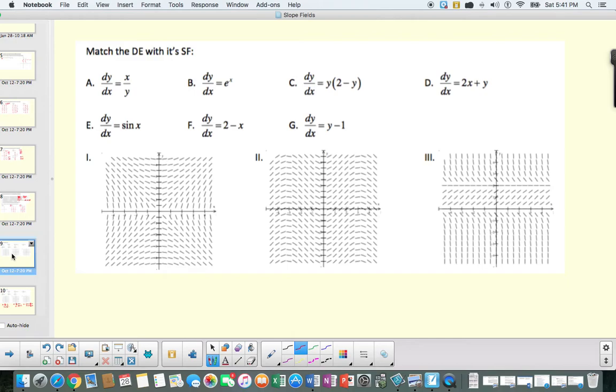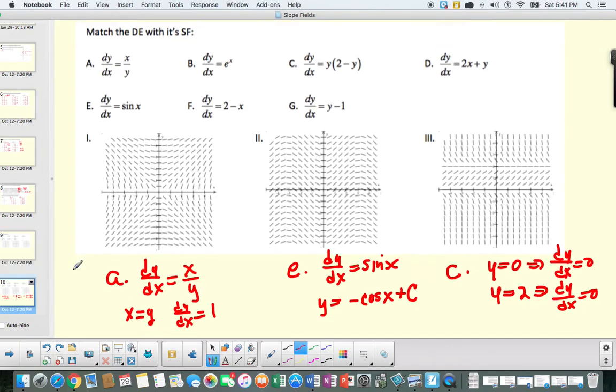All right, let's see if you can use some of these hints and match the slope field with its differential equation. Stop the screencast and see what you can do. And here are the answers.